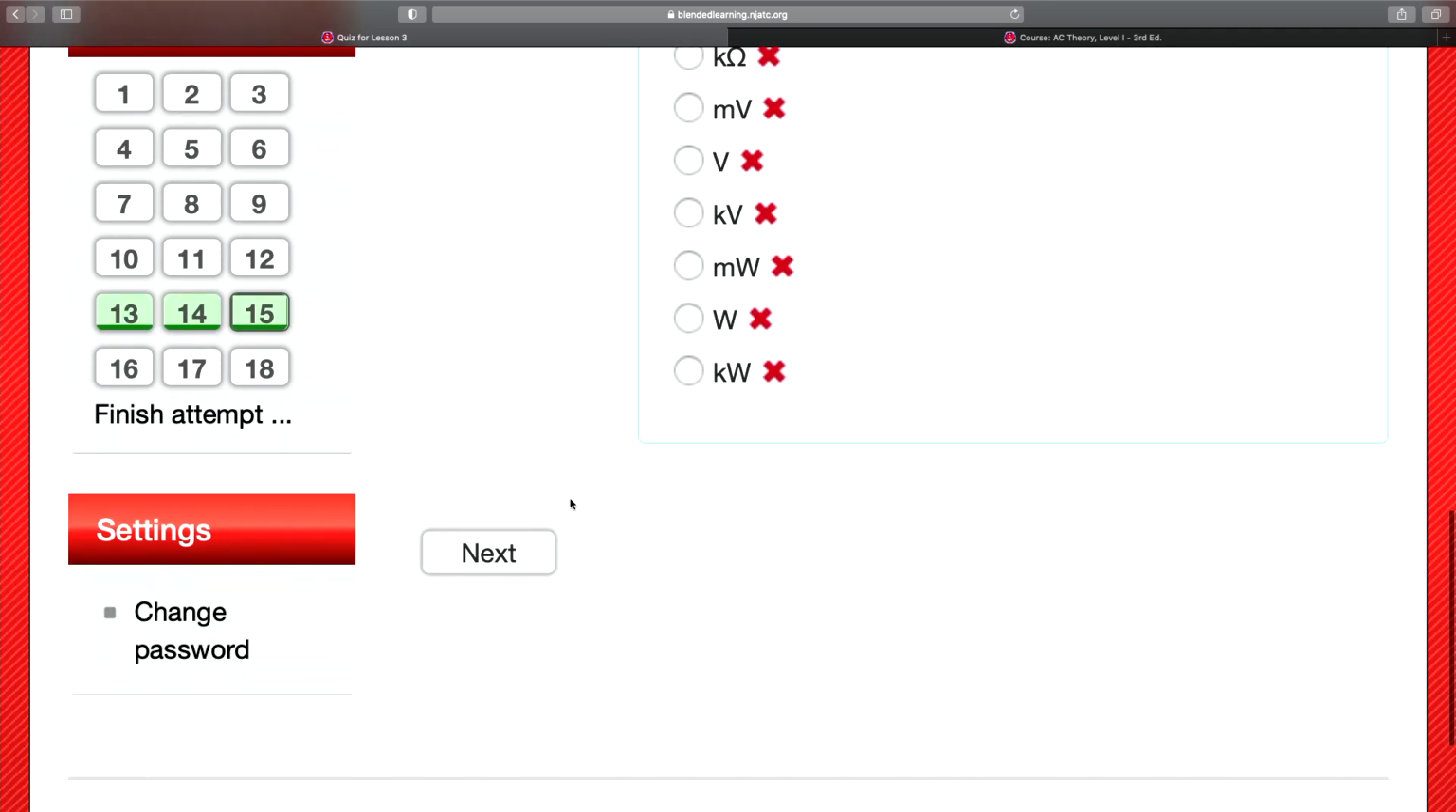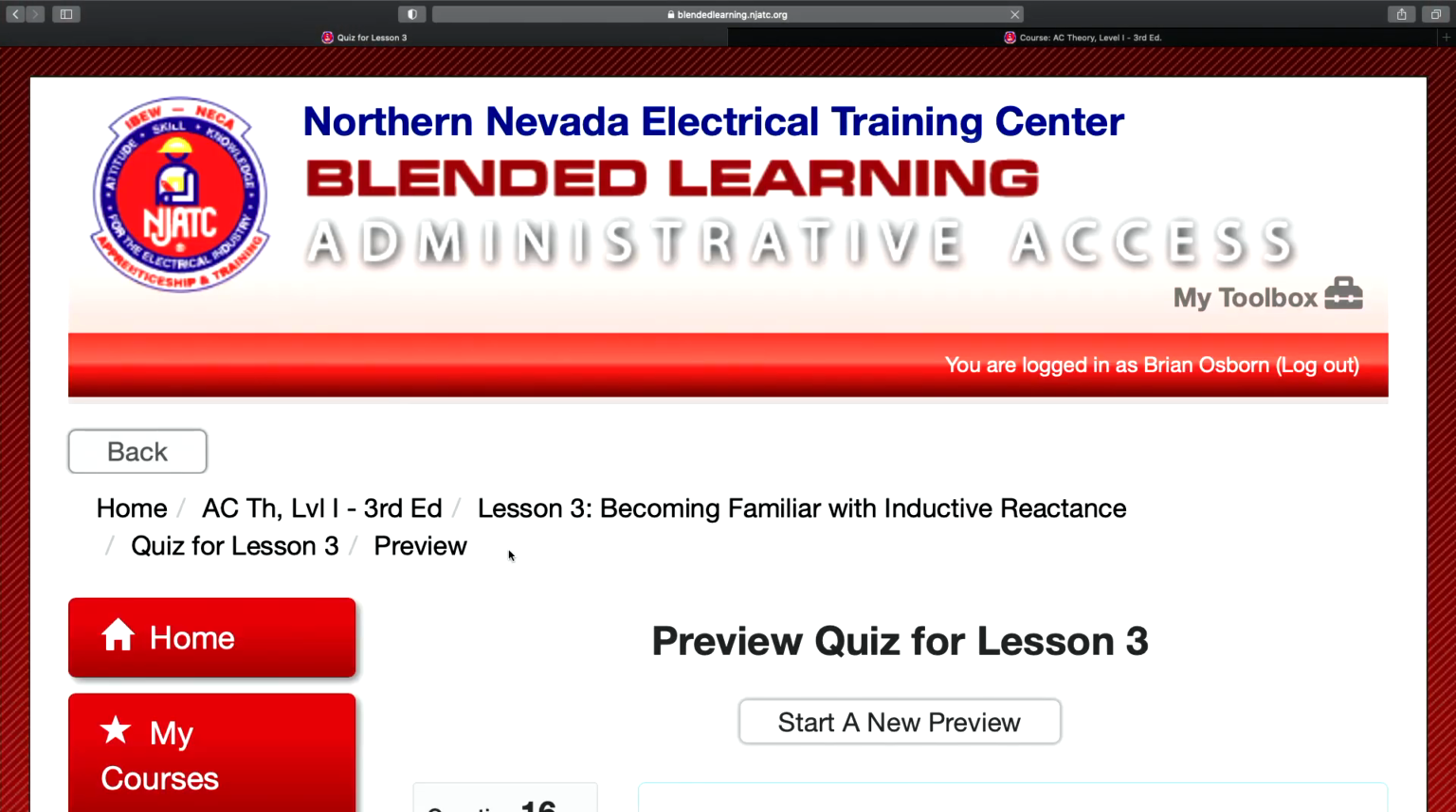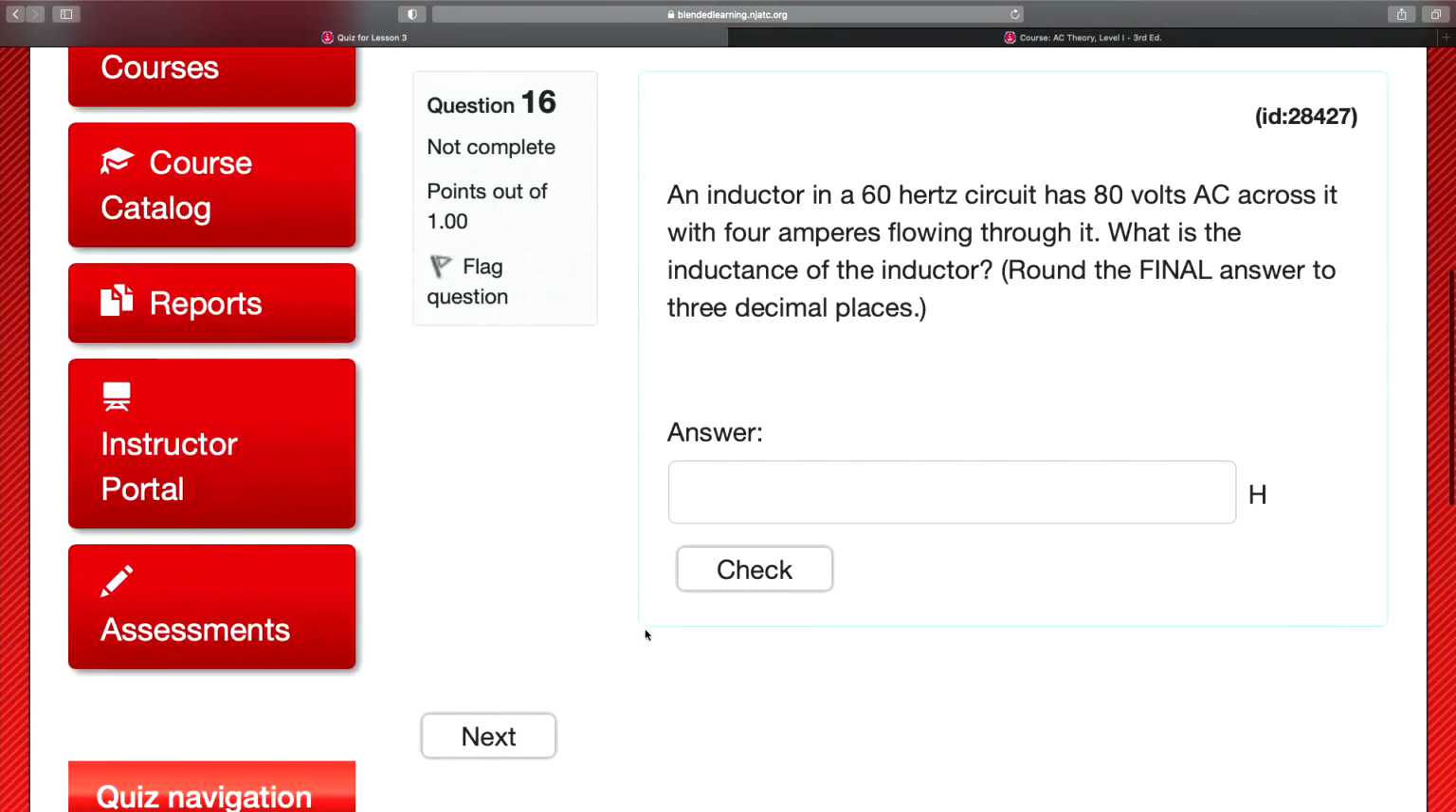The last question that I want to look at with you guys is going to be question 16. Question 16, much like question 15, is again another two-step problem. We look at what they ask us, and it is: an inductor in a 60 hertz circuit has 80 volts across it with 4 amps flowing through it. What is the final inductance of the inductor?